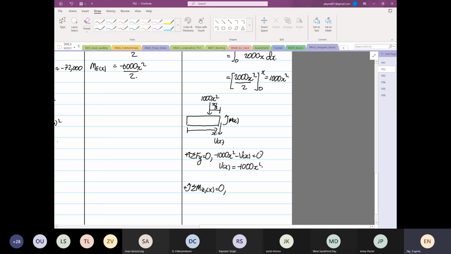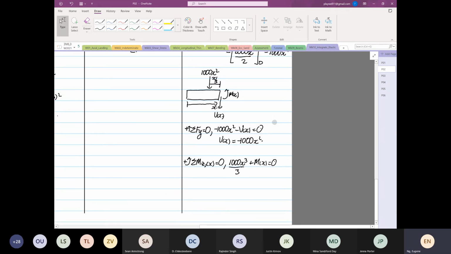So this will be equal to 1,000 x cubed over 3 plus M as a function of x. So M as a function of x is equal to minus 1,000 x cubed over 3. This is the shear for the gradient load distribution as a function of x, and this is the moment for the gradient load distribution as a function of x.